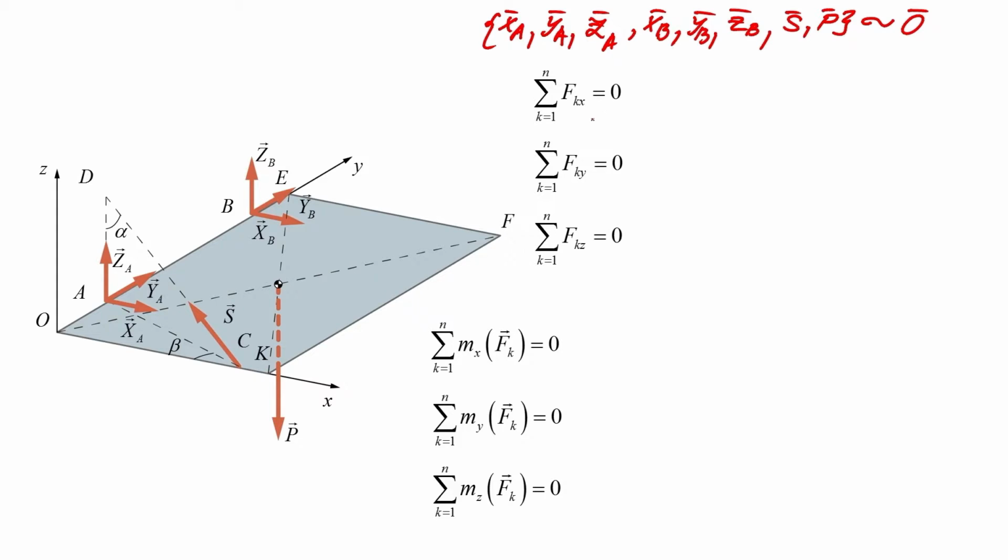The sum of projections of all forces on the axis x must be equal to 0, the sum of projections of all forces acting on the body on the axis y must be equal to 0, and the sum of projections of all forces acting on the body on the axis z must be equal to 0. And 3 moment equations. The sum of moments of all forces acting on the rigid body with respect to the axis x must be equal to 0. The sum of moments of all forces acting on the body with respect to the axis y must be equal to 0, and the sum of moments of all forces acting on the body with respect to the axis z must be equal to 0.